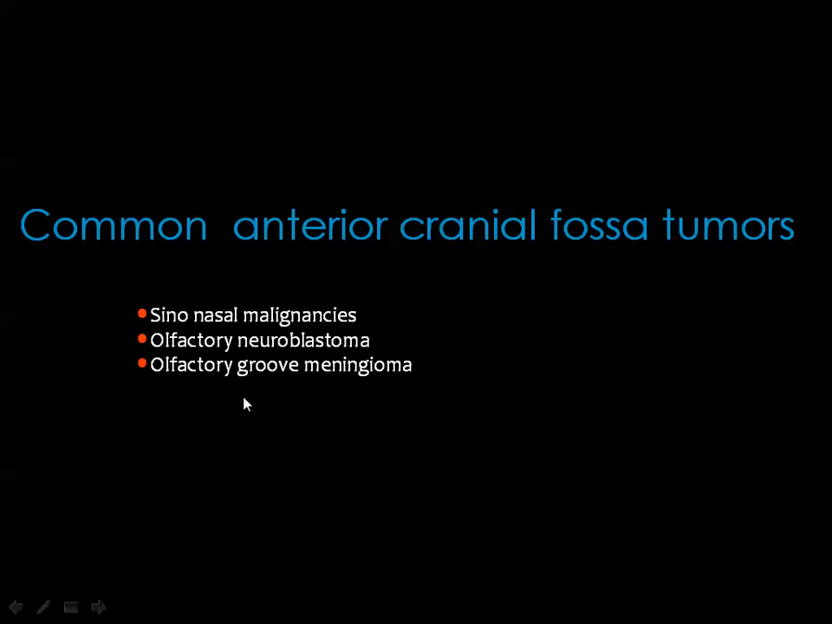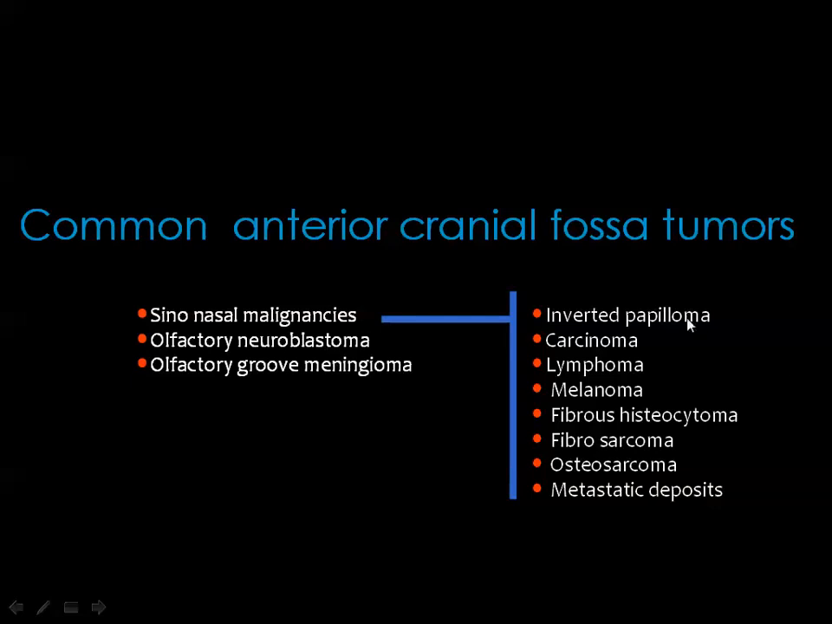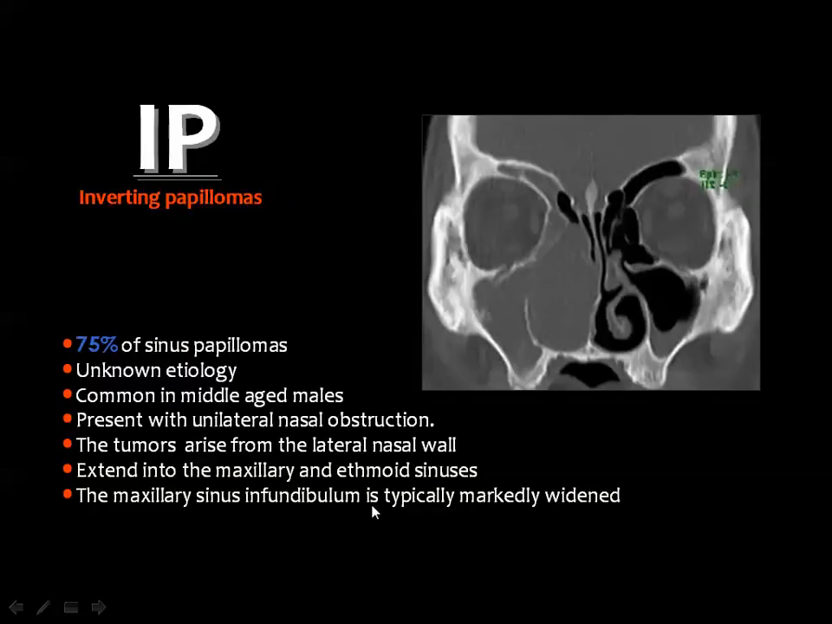Then we came to the anterior skull base tumors, when we have the common sinonasal malignancies, which include inverted papilloma, which is a benign lesion, carcinoma, lymphoma, melanoma, fibrous histiocytoma, fibrosarcoma, osteosarcoma, and metastatic deposits. Also, we have the olfactory neuroblastoma or esthesioneuroblastoma and olfactory groove meningioma. Then you remember that we have explained in detail these tumors in the section on paranasal sinus imaging.